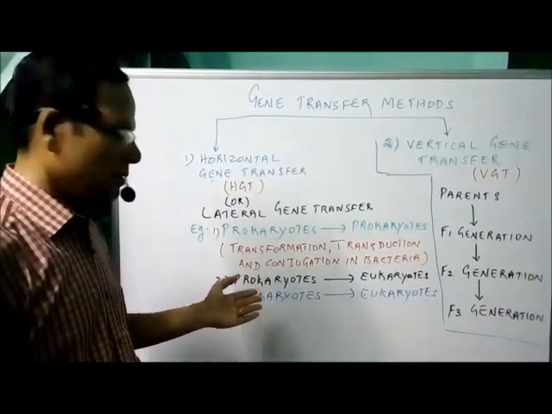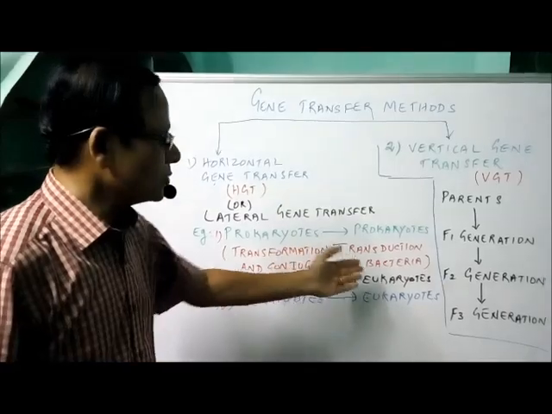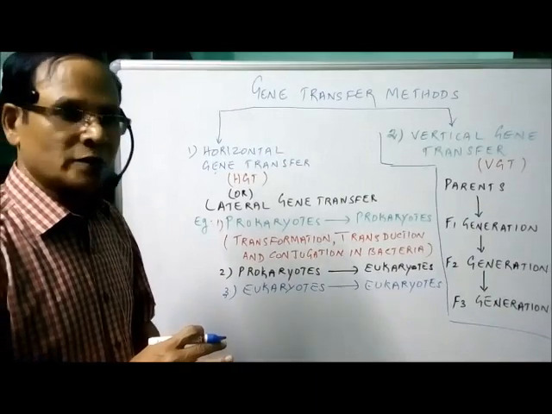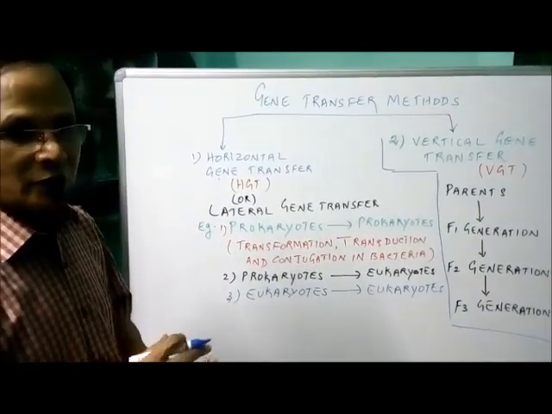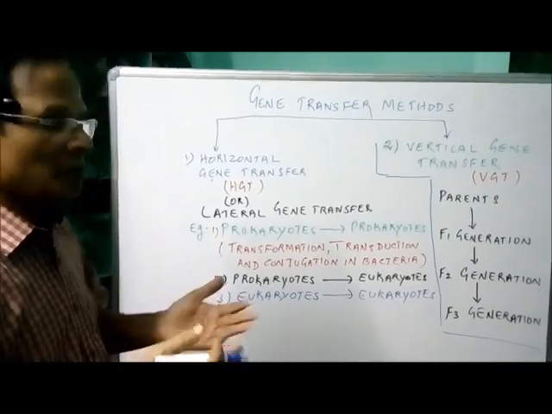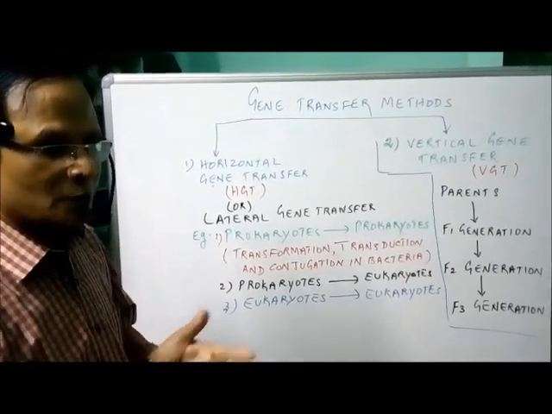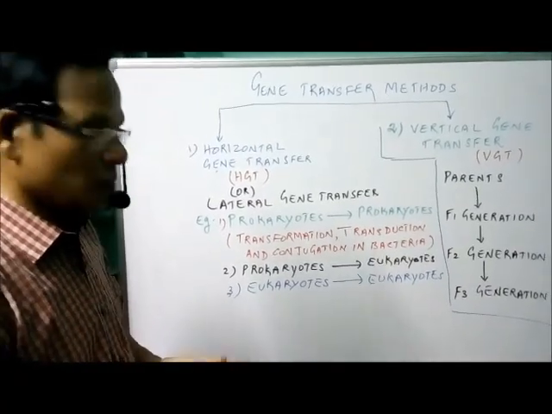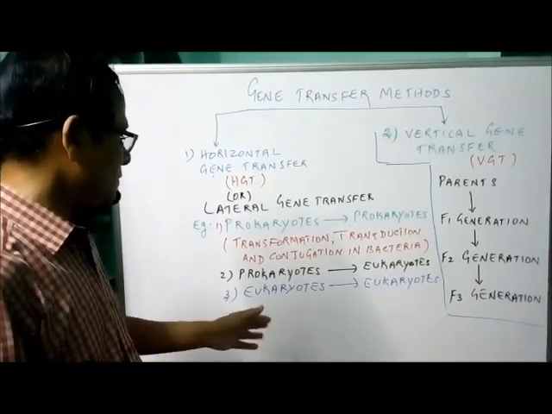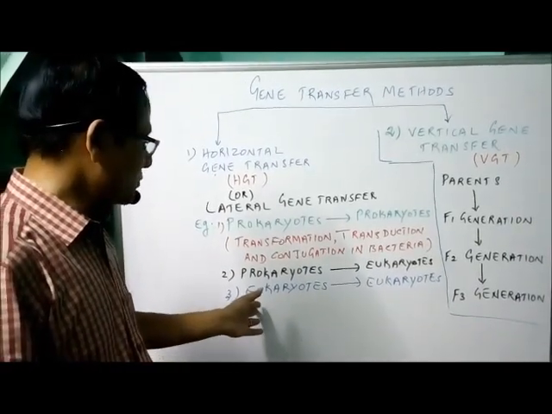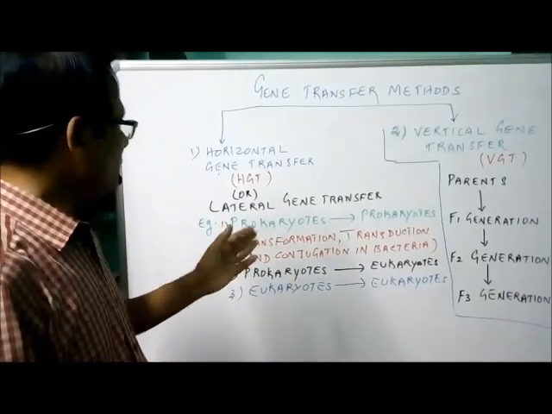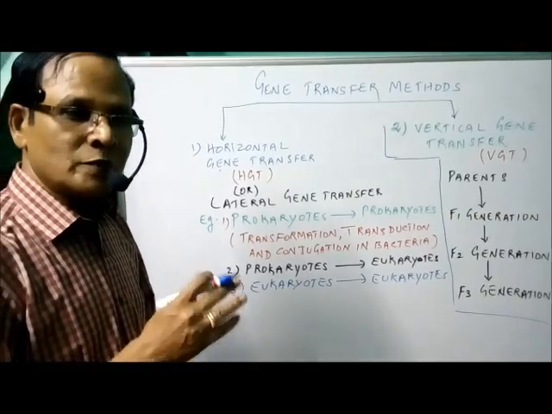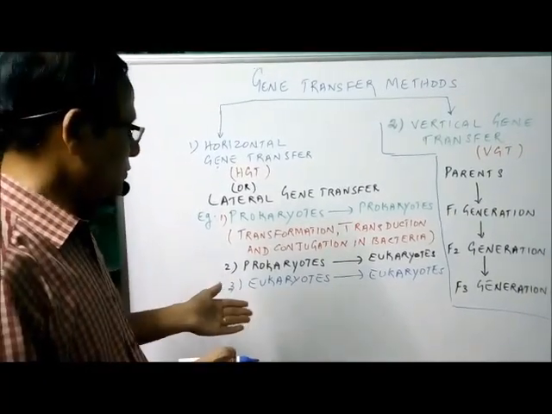Or it may occur between a prokaryote and a eukaryote, for example from bacteria to a eukaryote, or between two eukaryotes. For example, we have the Ti plasmid, the one which is responsible for converting a bacterium, a transgenic bacterium, to produce a transgenic organism. So it may also transfer genes from eukaryotes to eukaryotes. So horizontal gene transfer occurs either between prokaryote to prokaryote, or between prokaryote to eukaryote, or between two eukaryotes.